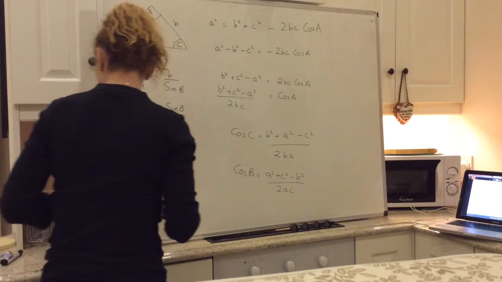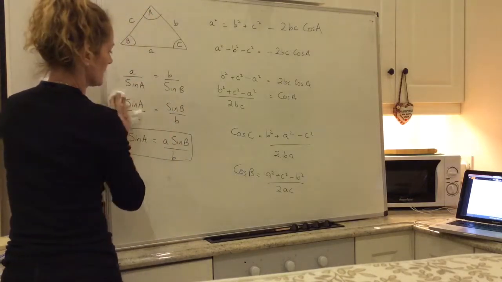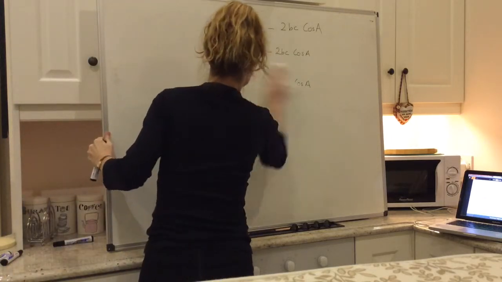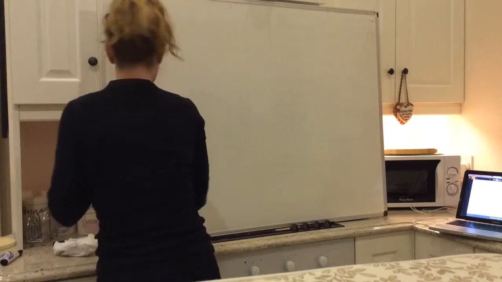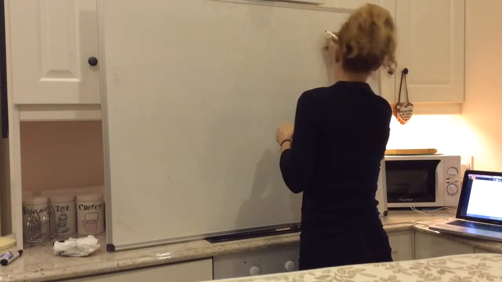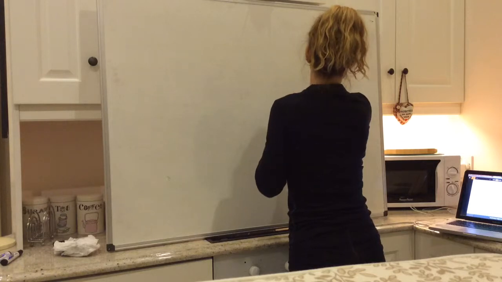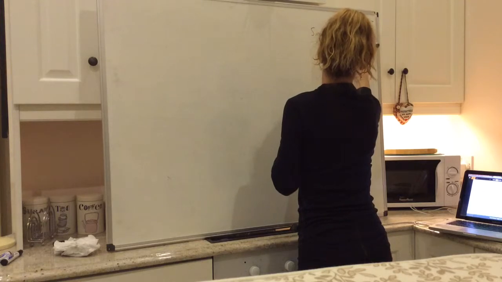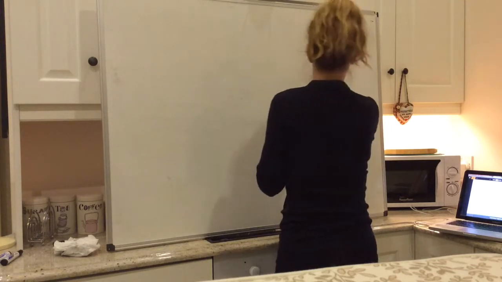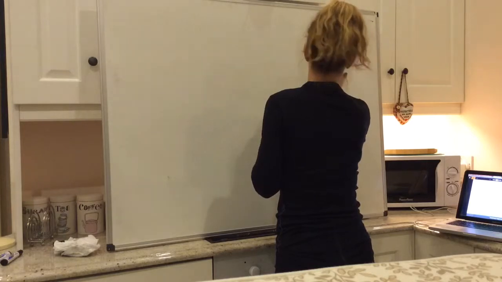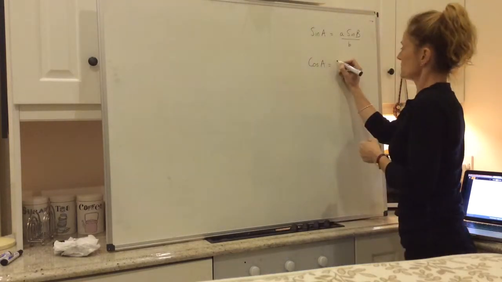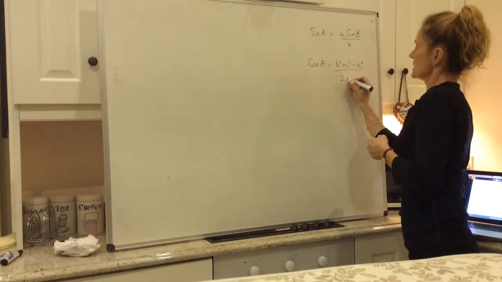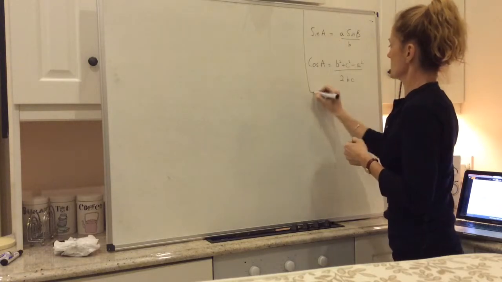Okay, so let's have a look at an example. The example that's done, example 3. What we'll do is at the very top we'll write down our rule. So from the sine rule we have sine A is equal to little a sine B over b. And from the cosine rule we have cosine A is equal to, remember what it was, b squared plus c squared minus a squared over twice bc. Just to keep those in your mind.